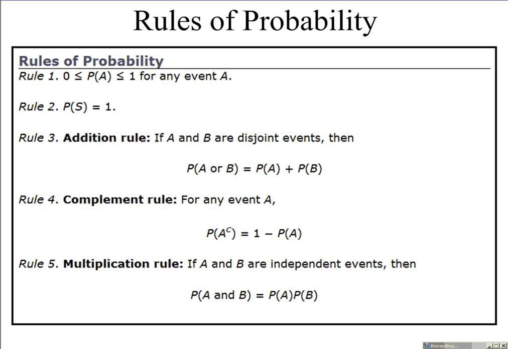Our addition rule, if A and B are disjoint events, then the probability of A or B happening is simply the probability of A happening plus the probability of B happening. Complement rule. For event A, the probability of A complement, given by A raised to the C power, is equal to 1 minus the probability of A happening. And the multiplication rule, if A and B are independent events, then the probability of A and B happening is the probability of A times the probability of B.